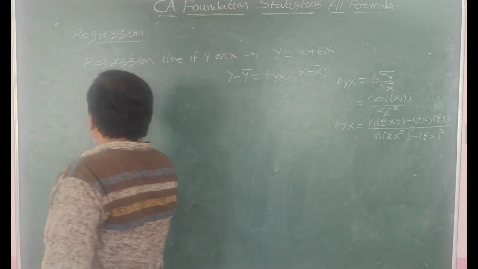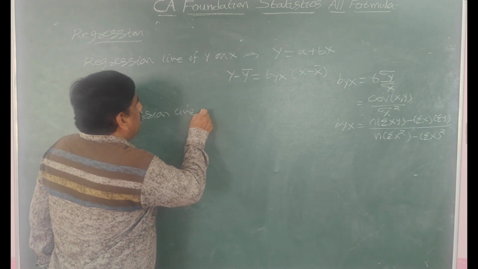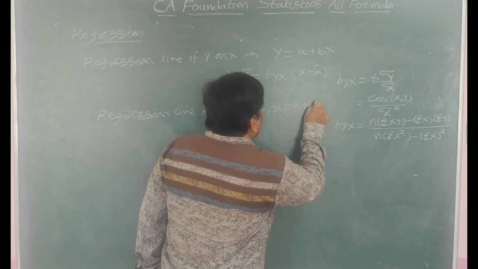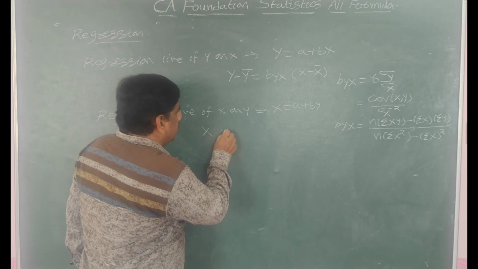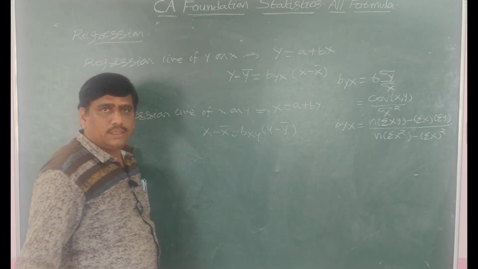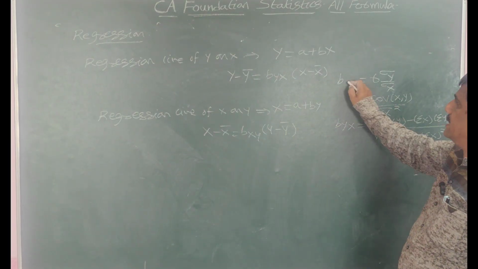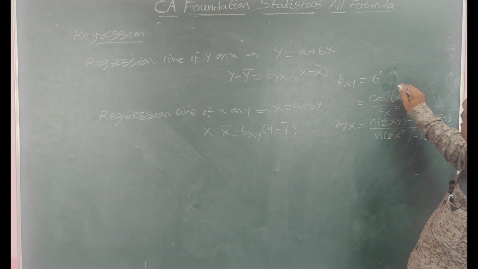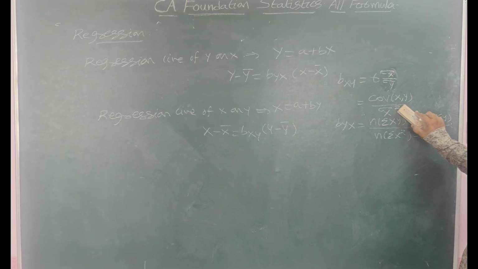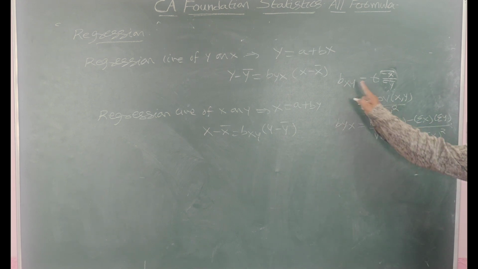If it is the regression equation of x on y, the form will be x equal to a plus by, which can also be written as x minus x bar equal to bxy into y minus y bar. Again, coming to bxy, now our formula will be converted like this: bxy is nothing but r sigma x by sigma y, whenever r and standard deviations are known. If covariance is given, covariance of xy by sigma y square is the formula for bxy.